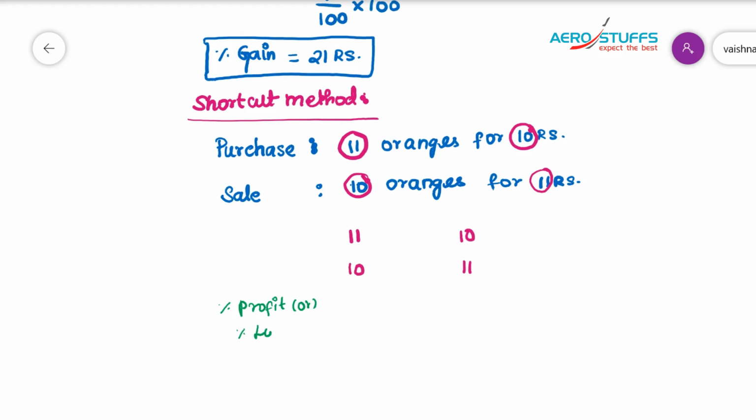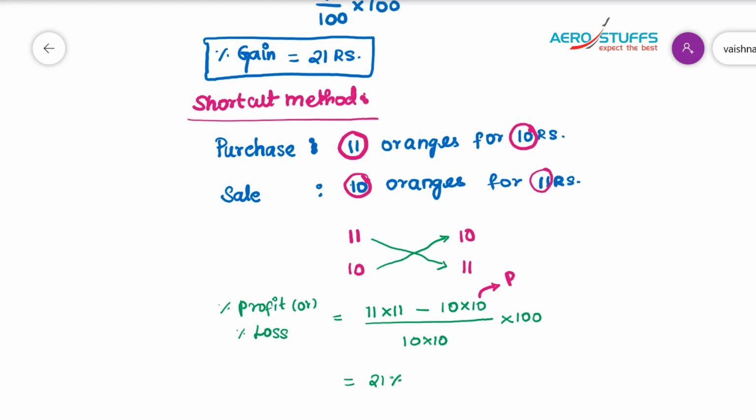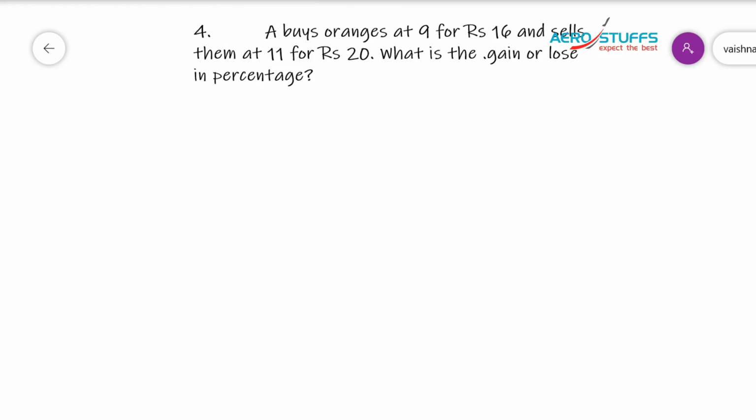Now the formula here is percentage profit or percentage loss is equal to 11 into 11 minus 10 into 10 divided by 10 into 10 into 100. Why is this 100 coming here? It is because of the percentage loss or percentage profit. When you simplify, you will get 21%. Another thing you have to understand is, in this formula, if you get a negative value, it will be a loss, and if you get a positive value, it will be a profit. And one more thing is, the first line is for purchase and the second line is for sales.